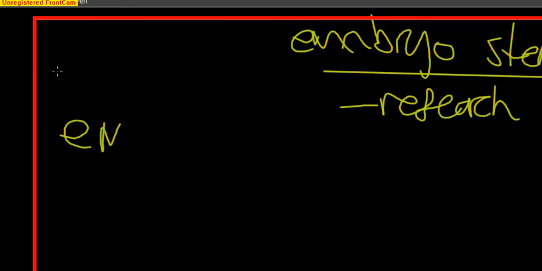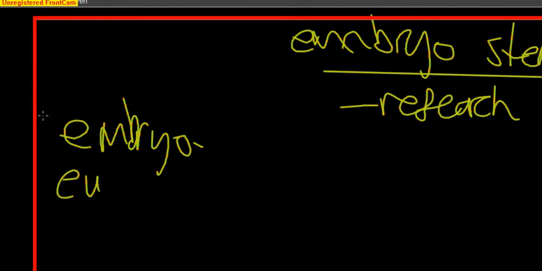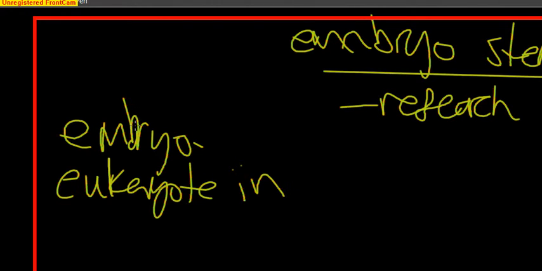Well, we can define an embryo as basically a eukaryote in the process of development. We could even say in fertile development.